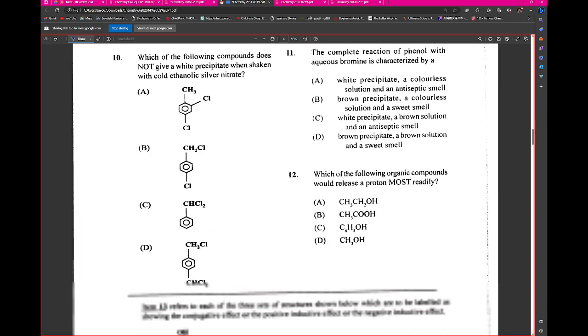10. Which of the following compounds does not give a white precipitate when shaken with cold ethanolic silver nitrate? All right. So what would be here? Which will not? A. All right. Why A? I think the position they are, more stable. The chlorine atom is more stable. So I don't know. Okay. What's the reaction we're describing here?